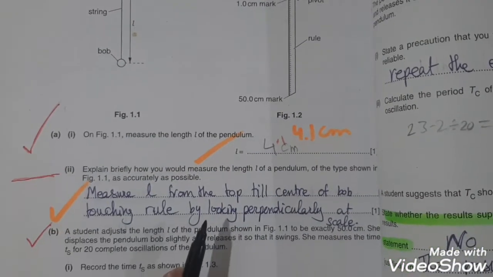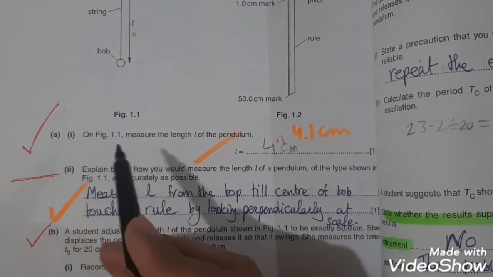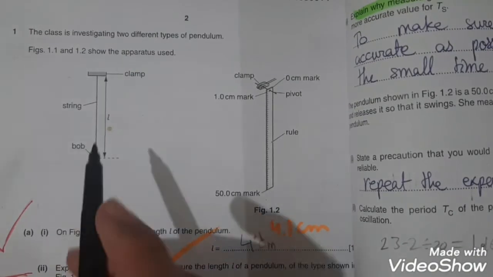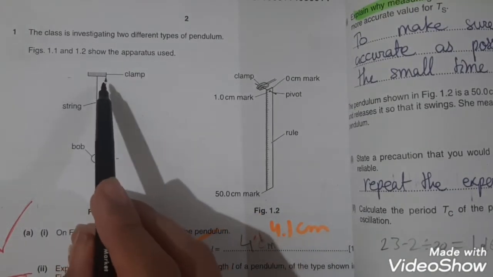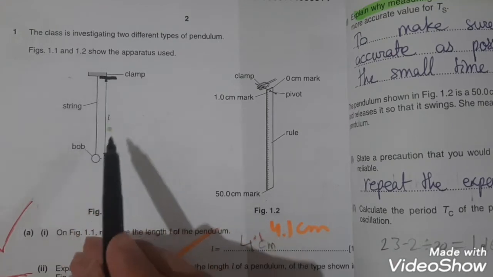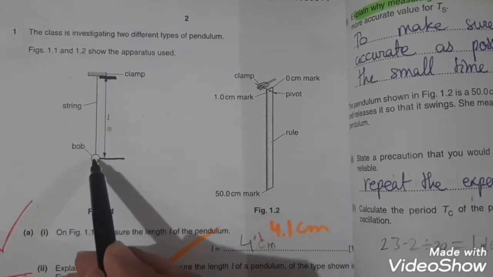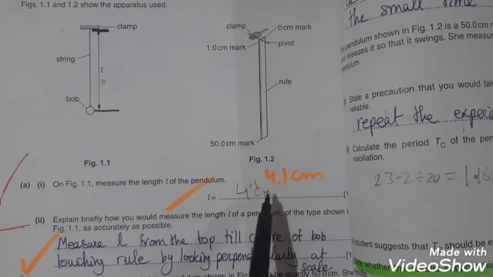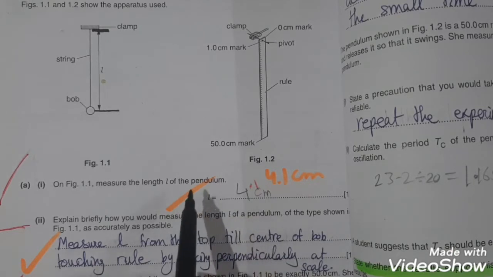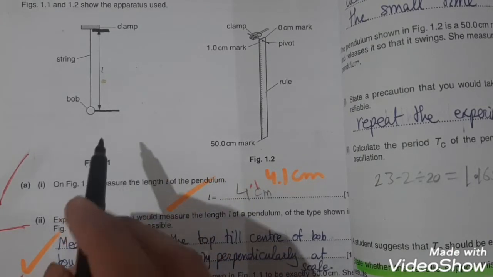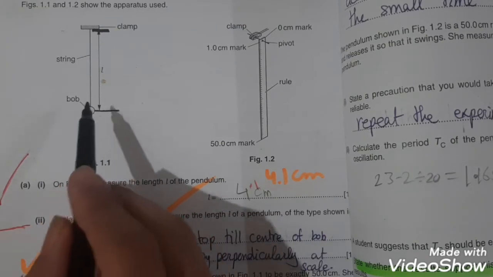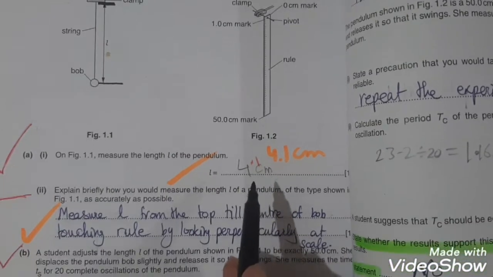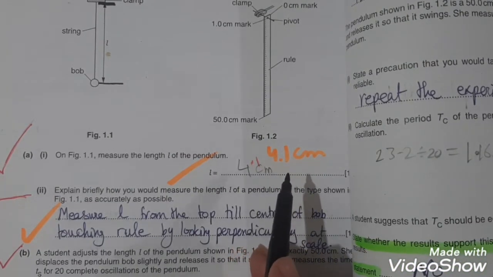So question A part 1 states on figure 1.1 measure the length L of the pendulum. So on figure 1.1 over here, you will use a ruler and measure the length from this point to this dotted line, which is the center of the bob, and the length over here is 4.1 centimeter. We have to measure the length up to 0.1 centimeter, because if we decrease the value by 0.1, you will lose some marks. So you have to write 4.1 centimeter.